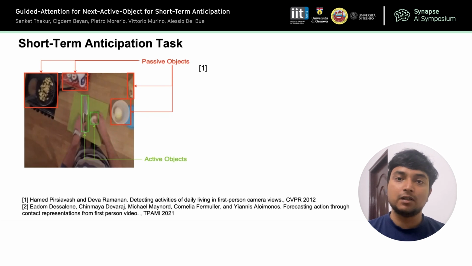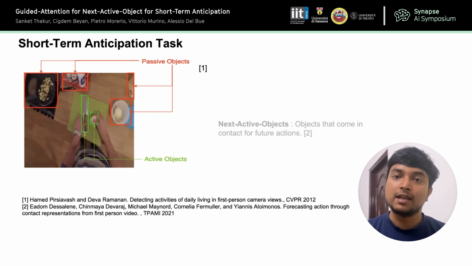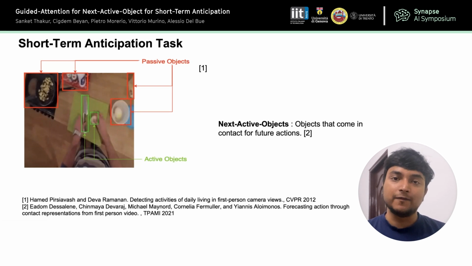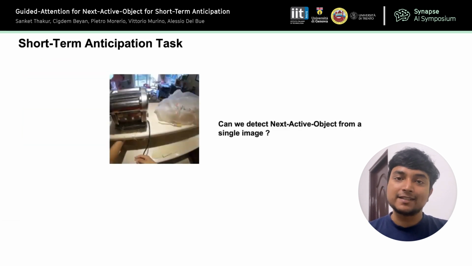Now put this into the context of action anticipation: the next active objects will be those objects which will be used in a future action. Now, the question is, can we detect a next active object when given a single image? For this particular image, it is very difficult even for a person to identify which object the person will use to carry out a future action.